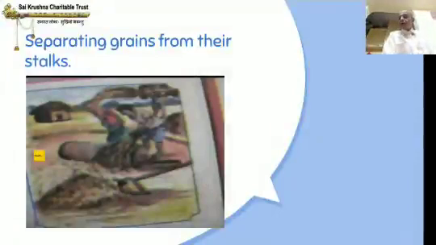And here is a picture of a farmer who is separating the grains by using the method of threshing. Are you all able to see this picture? Okay.